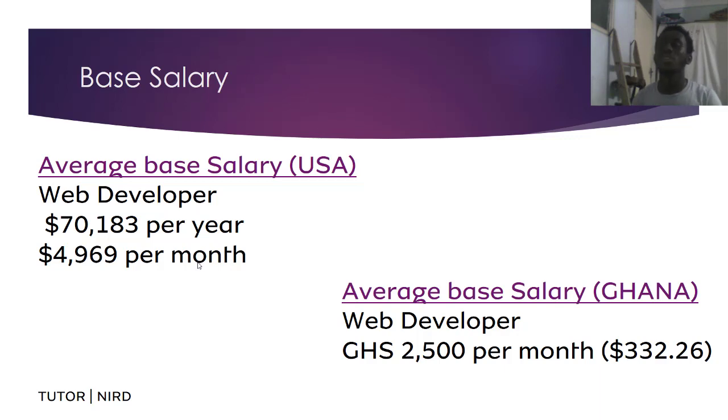So the average base salary of a web developer in the United States is around $70,183 US per year, and per month around $4,969 US. Compared to Ghana, in West Africa here, a web developer would take a minimum of 2,500 Ghana cedis per month. If you look at the equivalence in dollars, you can see it's very, very small. It's around $332.26 US as at 2022. What is today's date? 8th May. As of today, that is the dollar rate for Ghana cedis. That is 2,500 Ghana cedis per month, the least a web developer working in a company will be taking.